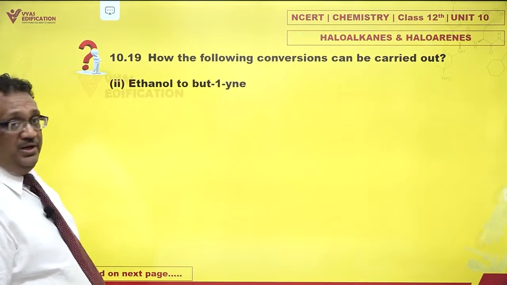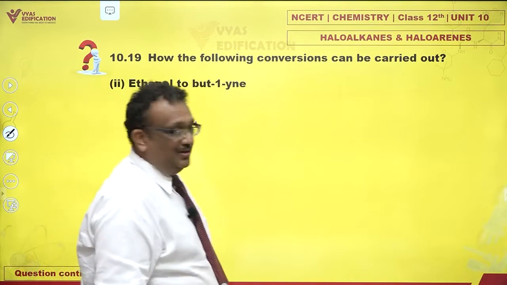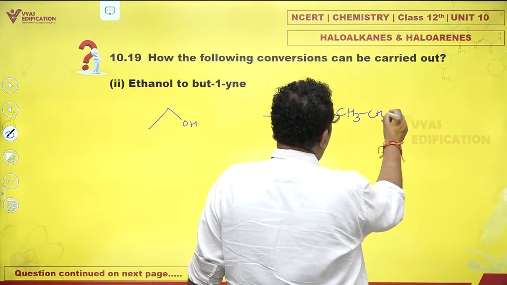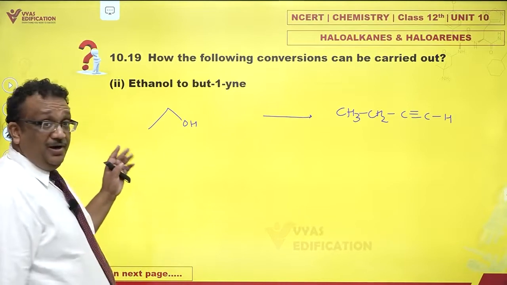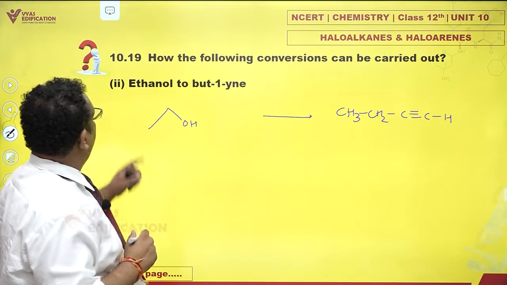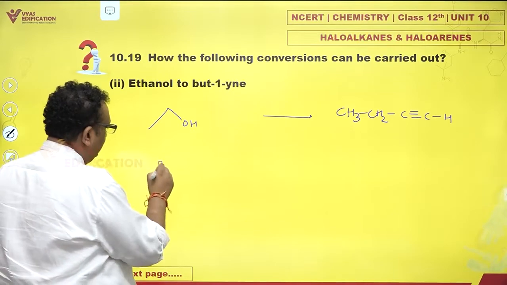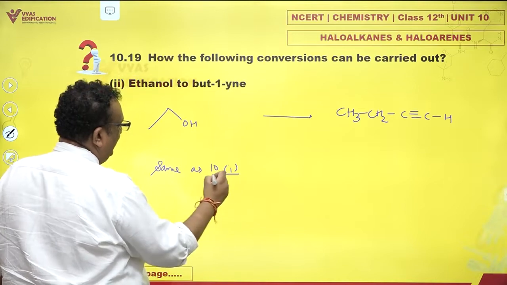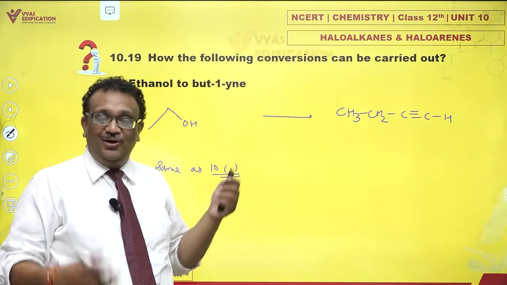Ethanol to but-1-yne. This is a repeated question. We have converted ethanol to but-1-yne as the very first part of the previous question 10.10. The 10th question's first part is exactly the same. So since it is a repeated question, there is no need for answering that. It's a good question, but we have already answered that. Look at the beauty of NCERT. They have repeated questions.